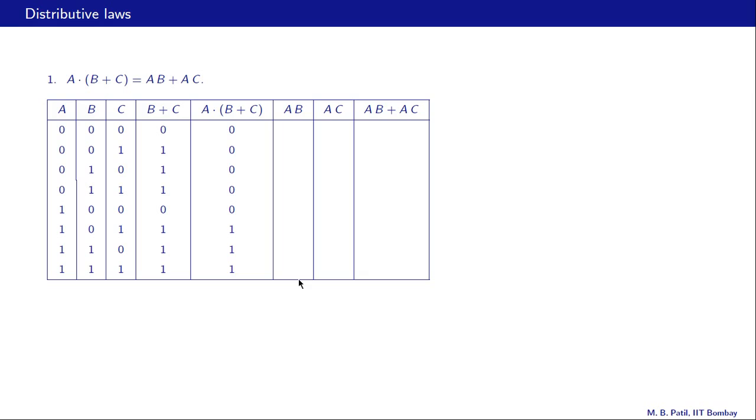What about this column, A ANDed with B? This is 1 if A is 1 and B is also 1. Now A is 1 for these four positions, and among those positions B is 1 for these two positions. So therefore we will have 1 here, 1 here, and all others zeros, like that. What about AC? A needs to be 1 and C needs to be 1, and that happens here and here. So we have those two entries as 1 and all others are 0. What about AB plus AC? That is 1 if AB is 1 or AC is 1 or both are 1, and that happens, as we can see, in these three locations. So that is what we get in that column. And now if we compare, these two columns are identical, and that proves this identity.